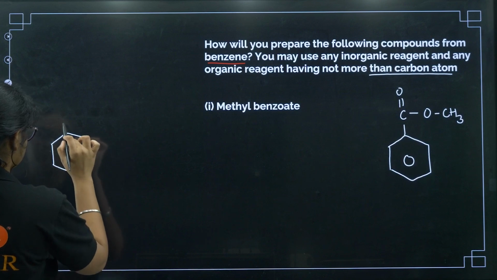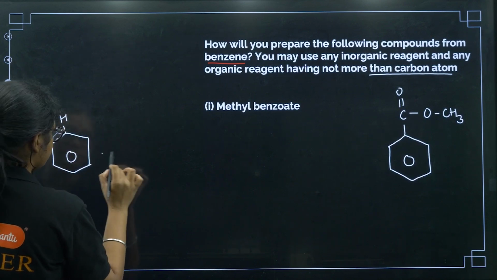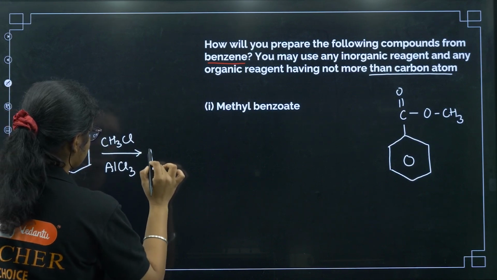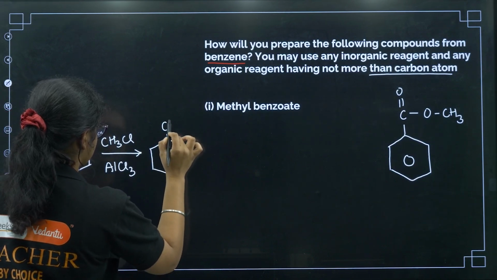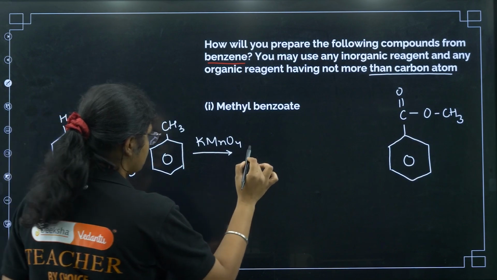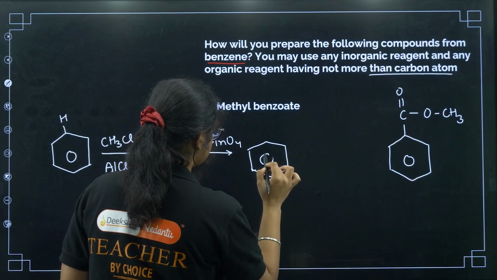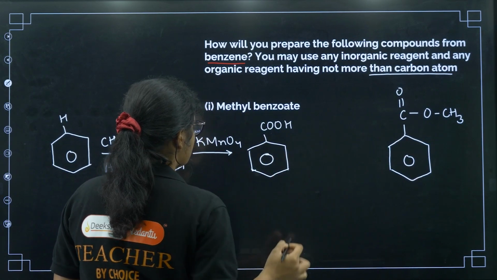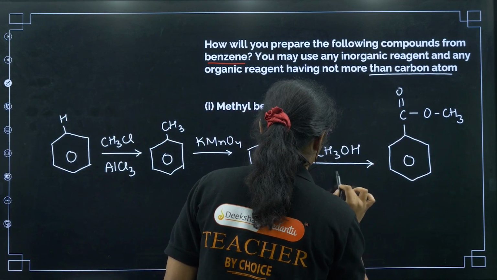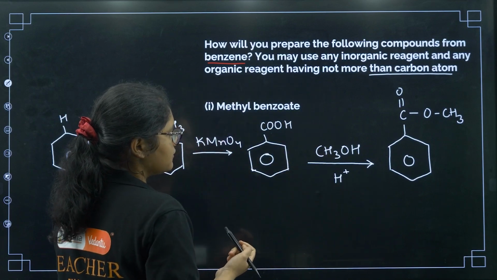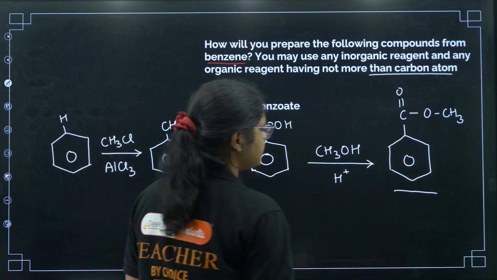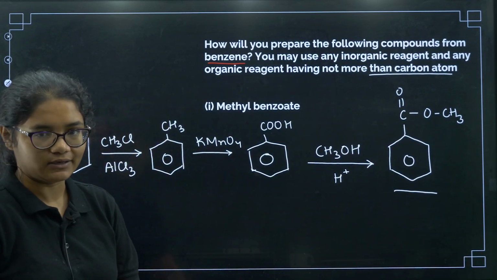Okay, let us see. So this is not having any substituent, so I'll first add here CH3Cl, AlCl3. Okay, so that will give me CH3. Okay, then if I treat it with KMnO4, then I will get here COOH. Okay, now if I want to treat this, I will use one alcohol like this, CH3OH in presence of H plus, right? So that will definitely convert this one to your COOCH3 and we will get this ester. So that is what my work will be done here, right?